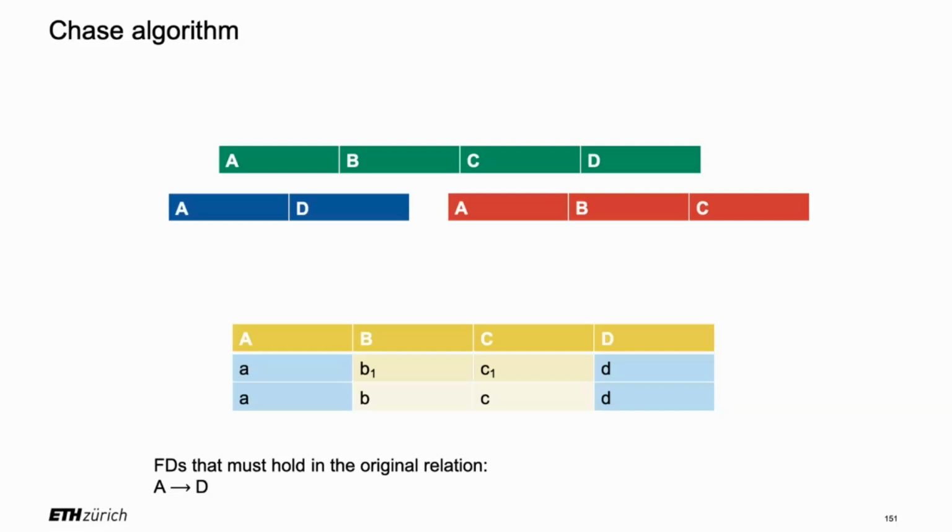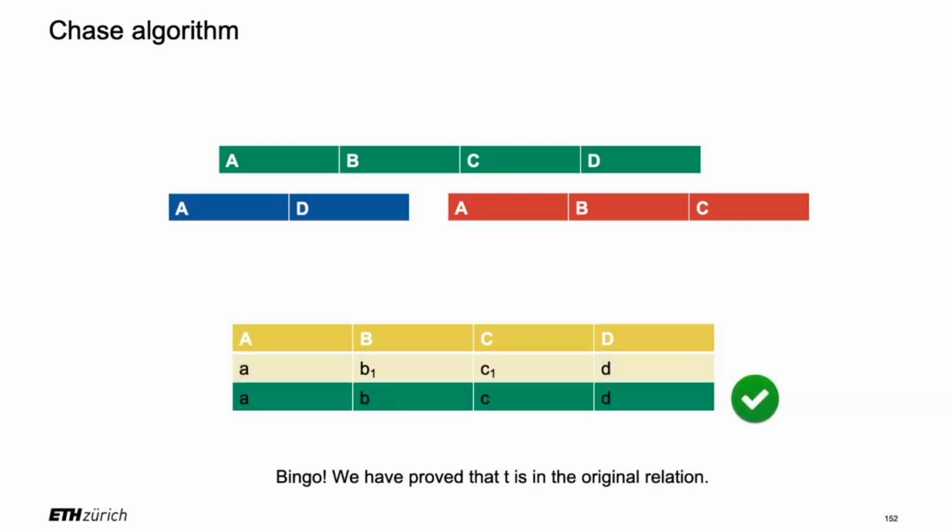Now we have succeeded. We have just proven that A, B, C, D, which came from the join, is for sure in the original table. It means that the join is a subset of the original table. And now we have an equality between the two. So it means that the decomposition was successful, and it is what we call lossless, because it's exactly the same tuples in the join and in the original table. Right. So that's it. That's the bingo.